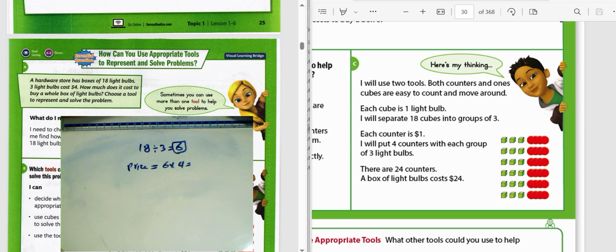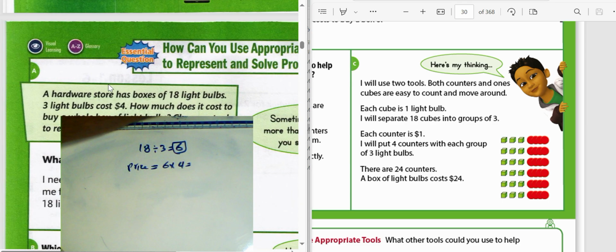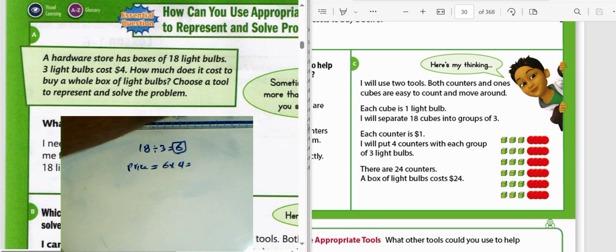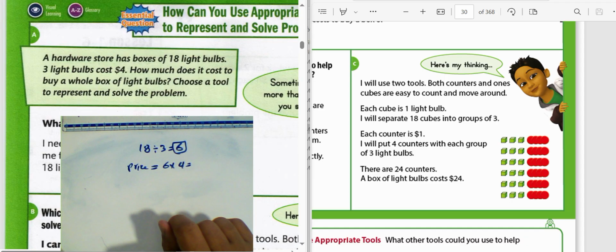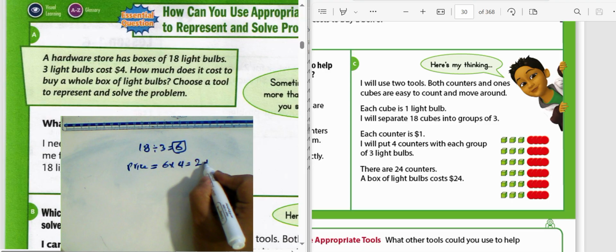Understood? Again, in this example, we have a hardware store box of 18 light bulbs. 3 light bulbs cost $4 each group. 18 divided by 3 equals 6, so 6 times 4 equals 24.